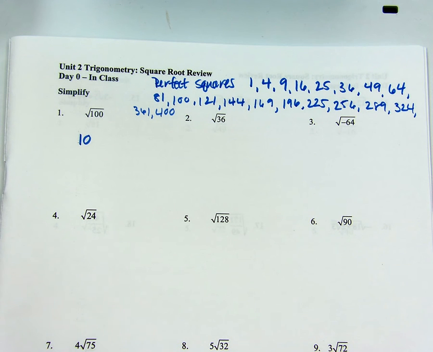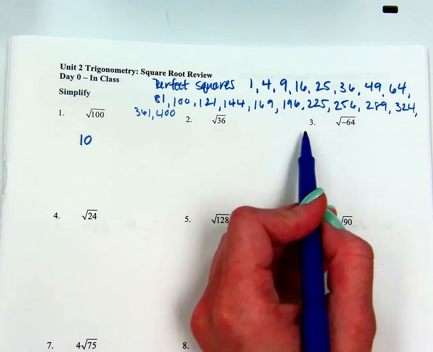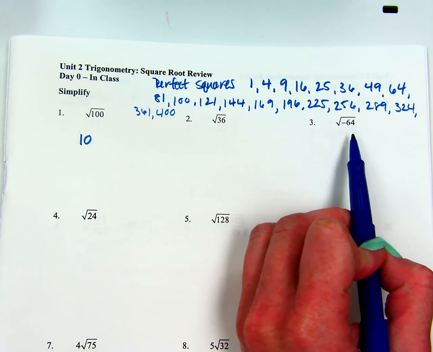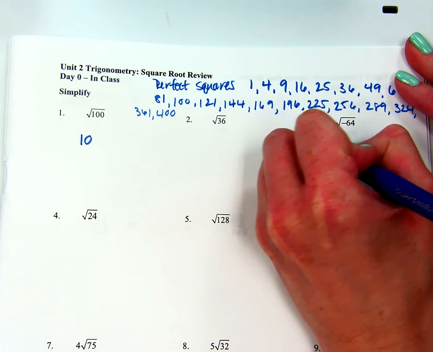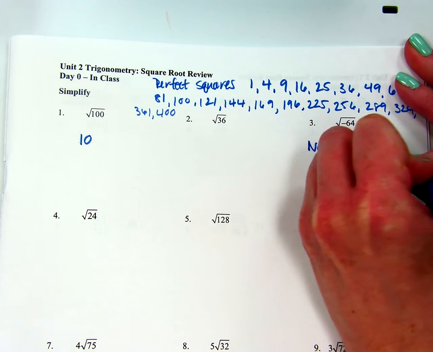So for our purposes right now, for number 3, we're going to say that there's no real solution because we don't know how to take the square root of a negative number yet. So we'll just put no real solution for this.